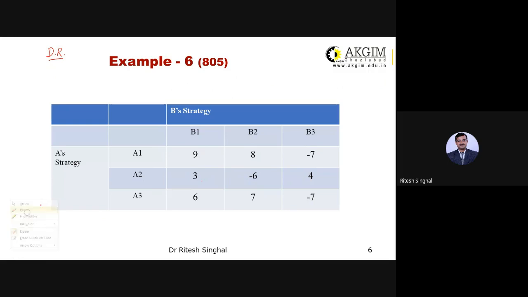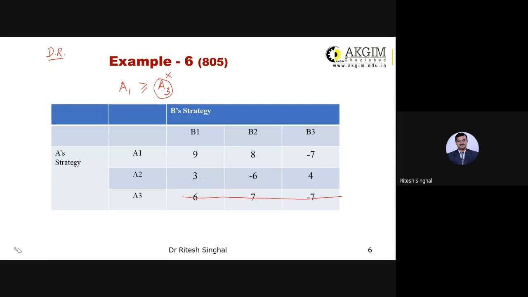Another combination left here is A1 and A3, first row and third row. Here 9 is greater than 6, very good. 8 is greater than 7, okay. And -7 is equal to -7. It means we can say that values of A1 are greater than or equal to values of A3. And in case of dominance rule, we remove the row which has lesser values. So we are going to remove third row. The third row is to be struck off here, and the game is now reduced by one row.